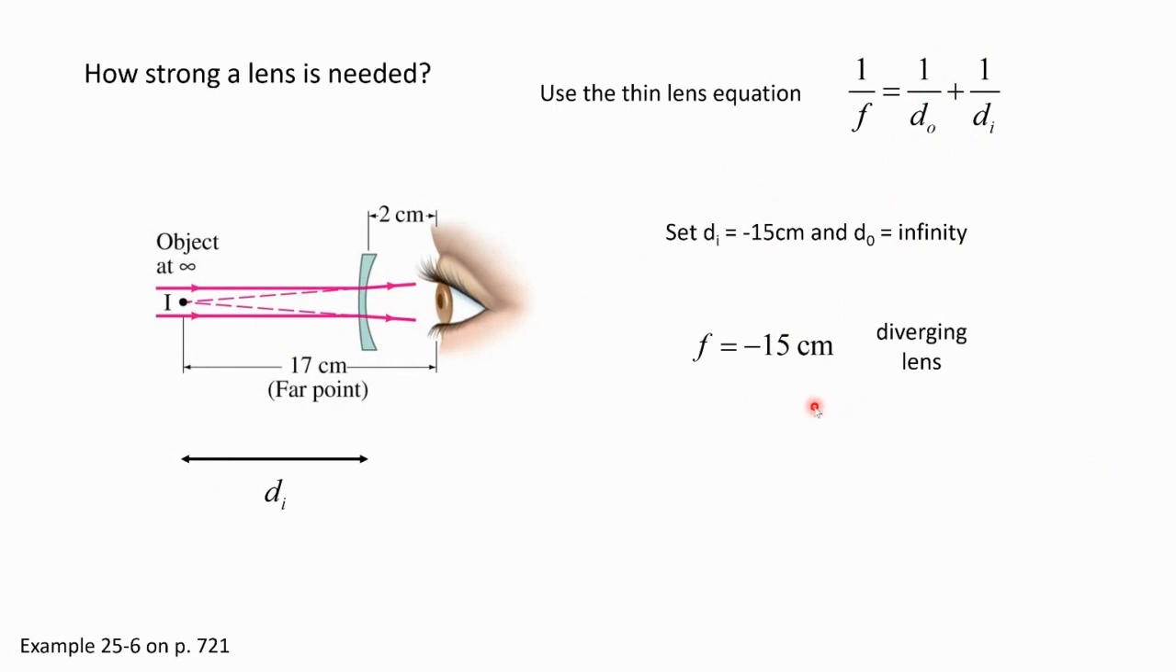So the focal point of the lens is negative 15 centimeters, but we want to know how strong the lens is in diopters because we're talking to an optometrist. So let's convert this then into diopters. Diopters is 1 over the focal length, specifically has to be in meters. So I changed 15 centimeters to 0.15 meters, and we get a power of negative 6.7 diopters. So that's the prescription for this guy.